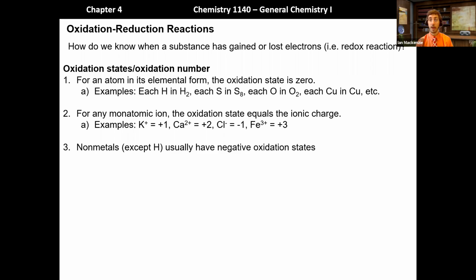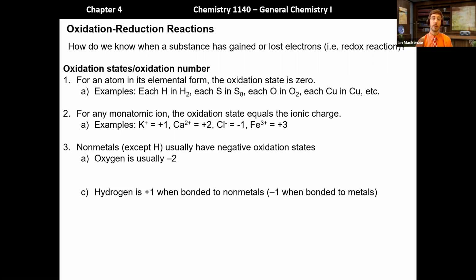Nonmetals, with the exception of hydrogen, usually have negative oxidation states, which also matches with the charges that they would take in an ionic compound. So oxygen is usually -2. Hydrogen is +1 when it's bonded to nonmetals. It can be -1 when it's bonded to metals, but that's fairly rare. Most of the time we'll see it bonded to nonmetals. Hydrogen is +1. Fluorine is always -1, regardless.